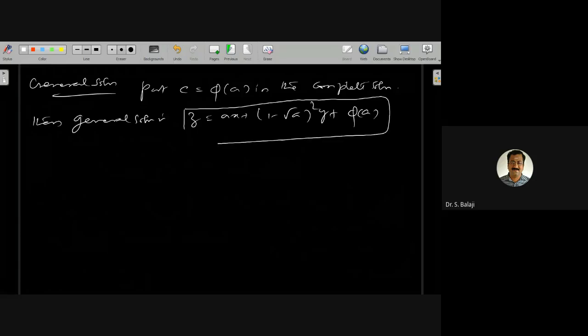Only one arbitrary function remains. You can identify this psi of a exactly when you know the boundary or initial conditions of the problem. A singular solution is impossible for this kind of problem, because it is of the form f of p comma q equal to 0.